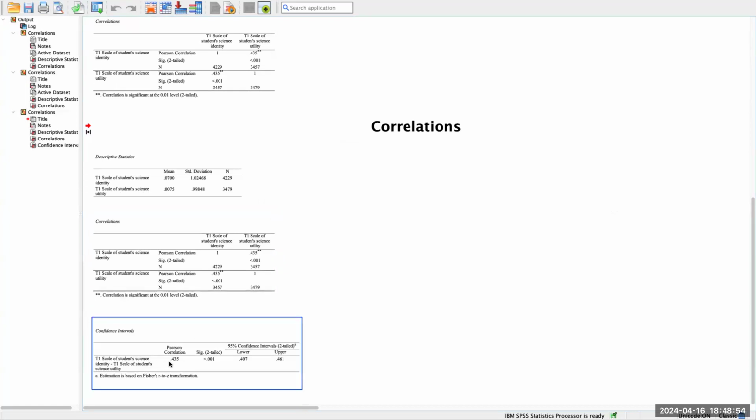And now we'll get to report with our confidence intervals. So you see the correlation 0.435, but now we know it could have been as low as 0.407 and as high as 0.461 with a 95% confidence interval. Does everybody see that? Fantastic. And that's all it is to the correlation test. Now, I want to do one other thing.